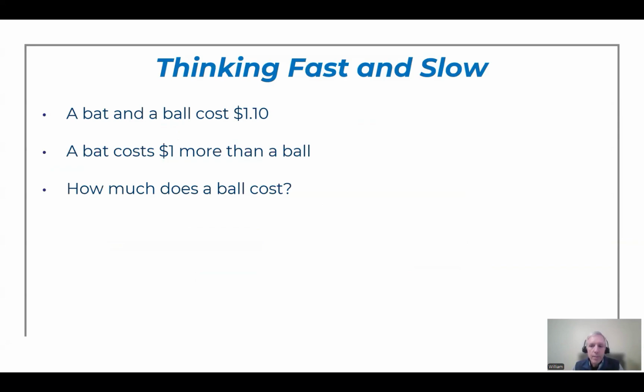Now, if you paused and you pondered and you thought about it, you were using system two, and you would have gotten to the correct answer. If you did as I asked and you just did it quick, you used primarily system one to answer the question. And system one very quickly said, well, a dollar 10 less a dollar, that means a ball must be 10 cents, which would be wrong, right?